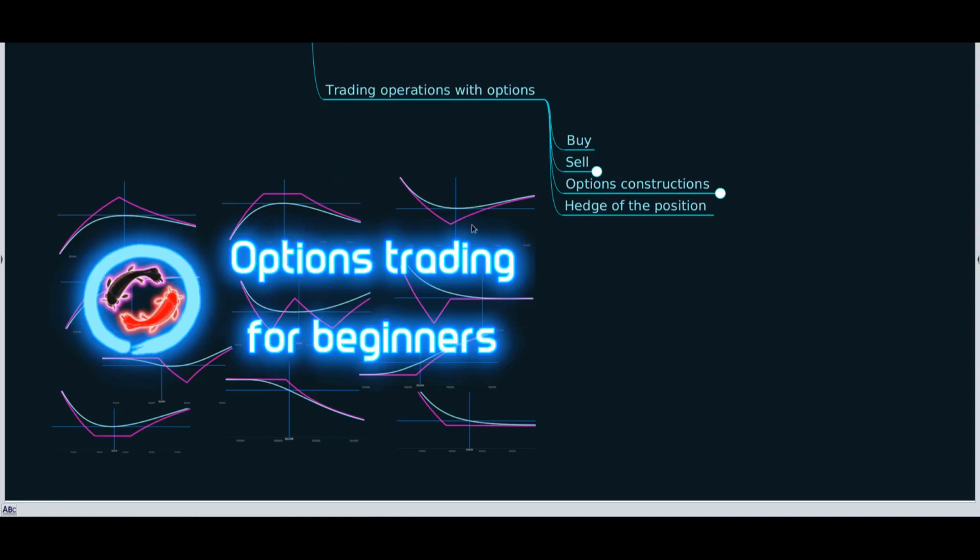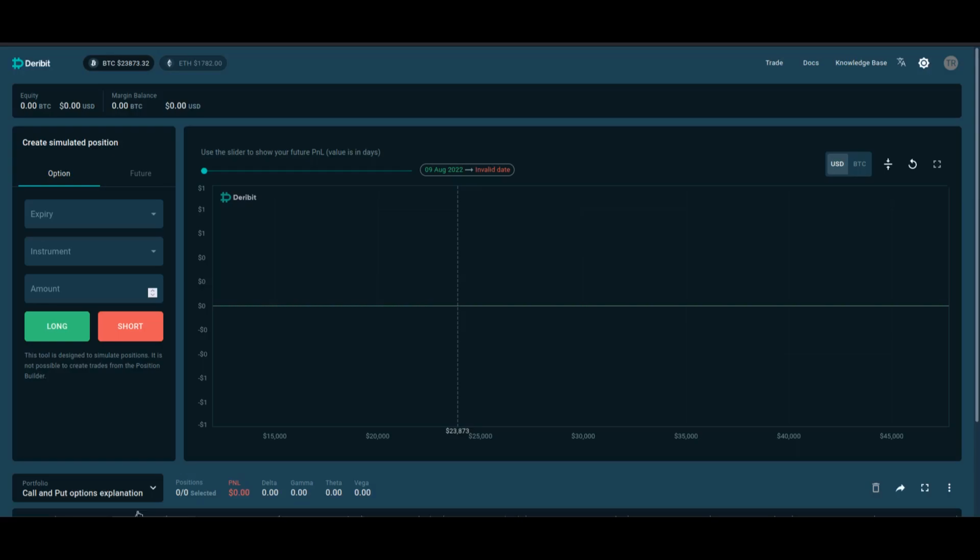So to explain this, I am going to use the position builder from the Deribit exchange.